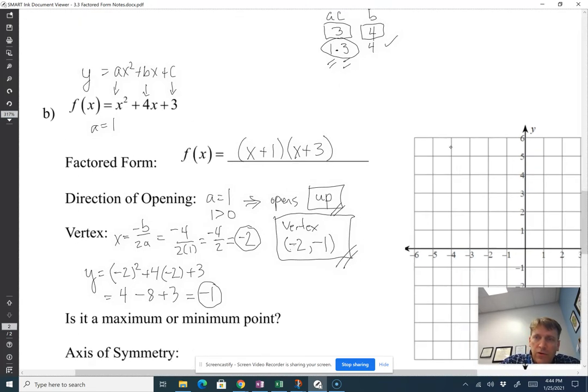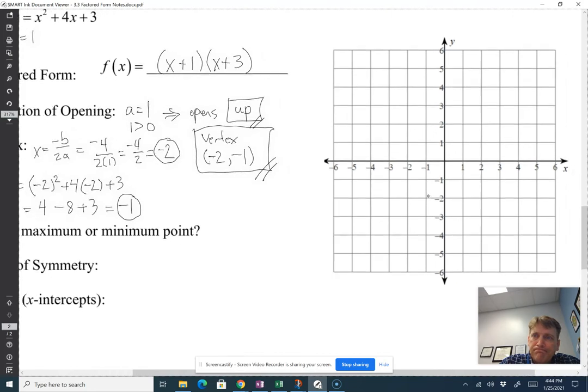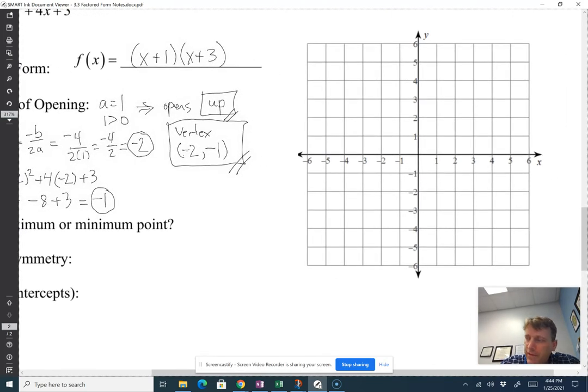And then I'm going to go to our graph and put in negative 2, comma, negative 1. So I go over to negative 2, down to negative 1, and make a point. That's our vertex. Since it opens up, I'm going to label it down below. So this is the point, negative 2, comma, negative 1.